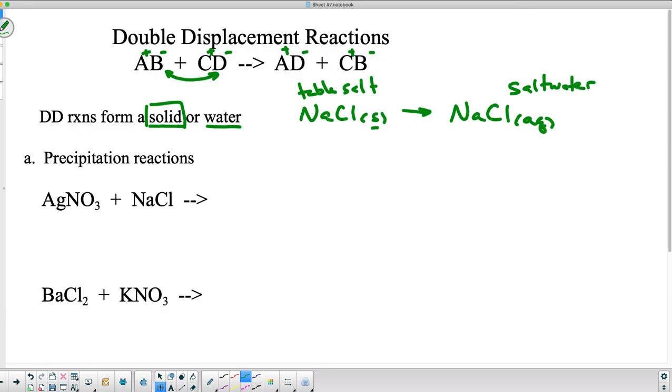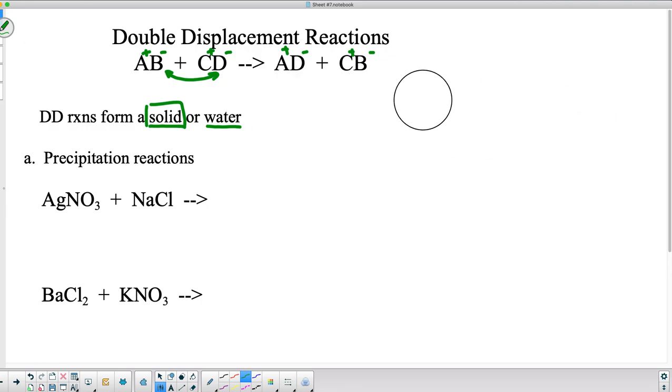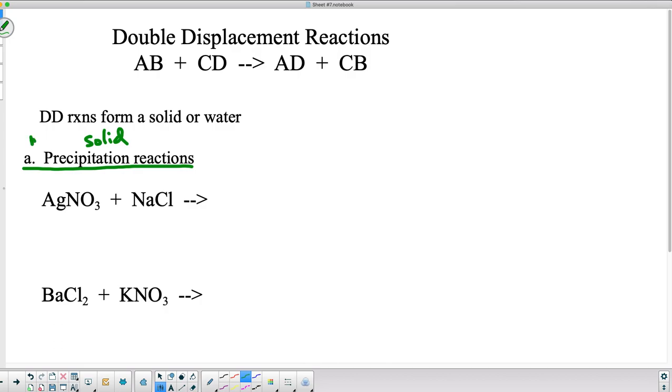Okay, so if we have aqueous solutions and we add them together and they don't produce a solid, then the double displacement doesn't work. It's a no reaction. So let's take a look at two examples of double displacement reaction working to produce a solid or a no reaction. By the way, producing a solid is called a precipitation reaction. Precipitation not meant as in rain or snow, but as in make solid. So a precipitation reaction in chemistry means you're making a solid.